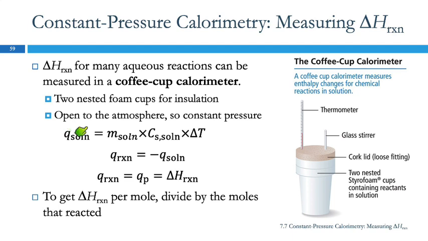So we can calculate Q solution, that thing, and then we multiply by -1 to get Q reaction. Q reaction is the same as Q at constant pressure, which is the delta H for the reaction. That is usually given in joules or kilojoules per mole. And so we'll just divide by the moles of the substance that reacted.